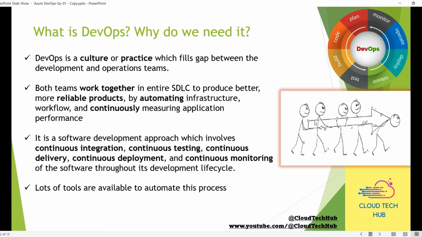Both teams work together in collaboration through the entire SDLC to produce a better, more reliable product by using automated infrastructure, workflows, and continuously measuring application performance. DevOps is a software development approach that involves continuous integration, continuous testing, continuous delivery, and continuous deployment of the software throughout its development lifecycle. There are various tools available in the market to automate the DevOps process.